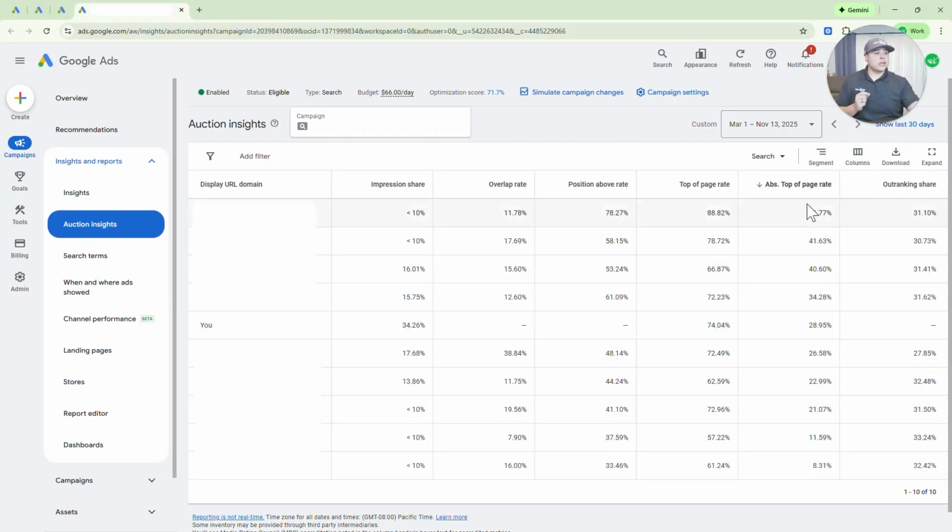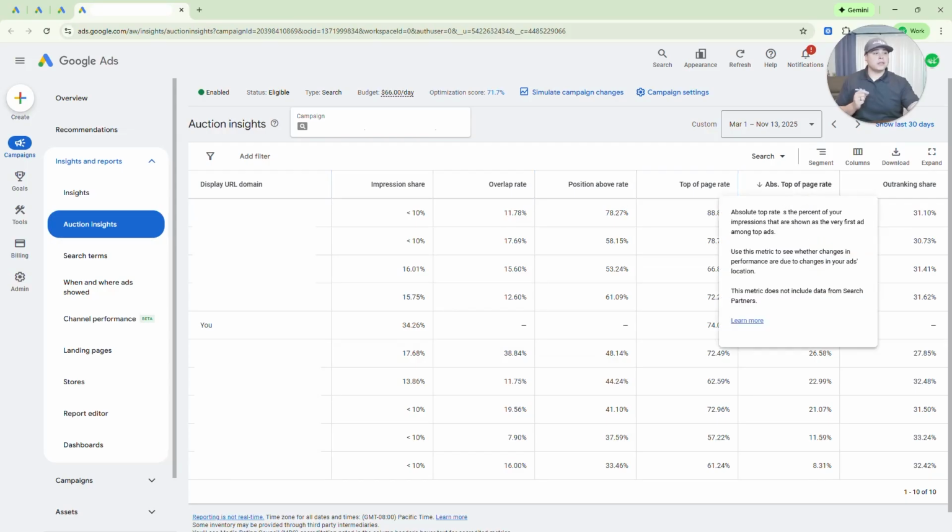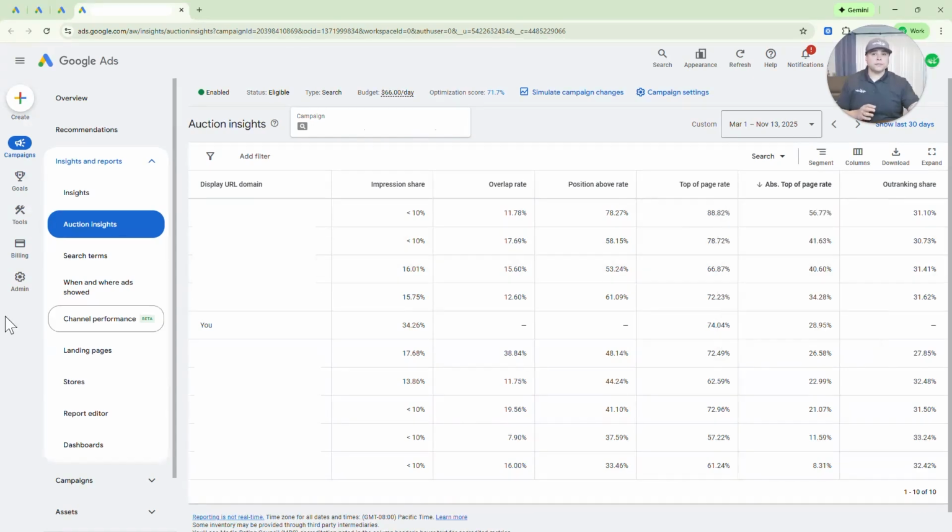The next column here is absolute top of page rate. So what does Google say? Absolute top of page rate is the percent of your impressions that are shown as the very first ad among the top ads. Use this metric to see whether changes in performance are due to changes in your ad's location. This metric does not include data from search partners. What does this mean? This means how often your ad was the very first one on the page.